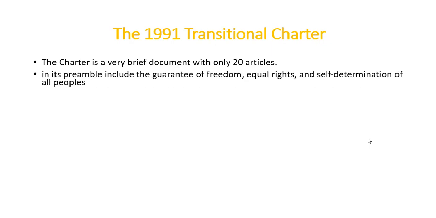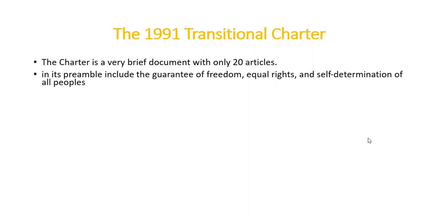The 1991 Transitional Charter. The ethnic-based liberation movements came together immediately at a conference and drafted and approved an interim constitution, otherwise also known as the Transitional Charter. The charter is a very brief document with only 20 articles. The aspirations stipulated in its preamble include guaranteeing freedom, equal rights, and self-determination of all peoples, ensuring peace and stability by bringing an end to all hostilities, redressing regional prejudice, and safeguarding the rights of citizens through a democratically elected and accountable government, and rebuilding the country and restructuring the state.